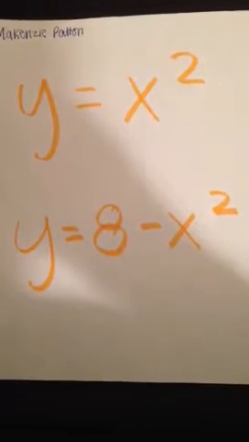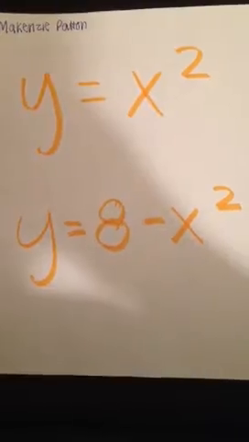The equations that I chose were y equals x squared and y equals 8 minus x squared. I have the graph of the functions here. I also have a graph on my calculator with the parabola up of y equals x squared and the down parabola of 8 minus x squared.